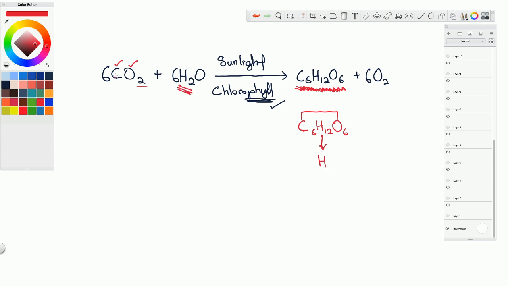So now got C, got H, got the O here. So all these things combined can actually form the sugar. The main product of photosynthesis is sugar. Means this oxygen, they don't want.